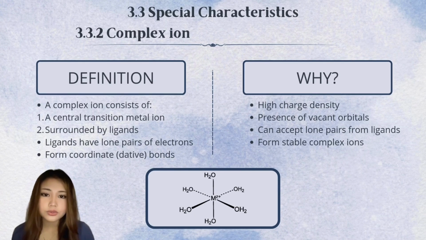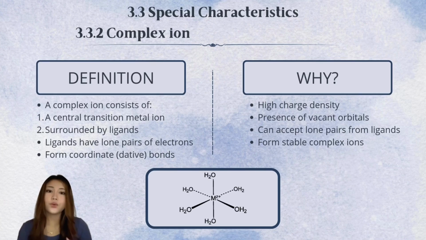So, how do transition metals form complex ions? Well, they have a high charge density and vacant orbitals, which allow them to accept lone pairs of electrons from ligands easily. As a result, transition metals form stable complex ions. The diagram shown is an example of a complex ion. The metal ion is labeled as M2+, surrounded by water molecules acting as ligands. Each water molecule donates a lone pair to the metal ion, forming coordinate bonds.